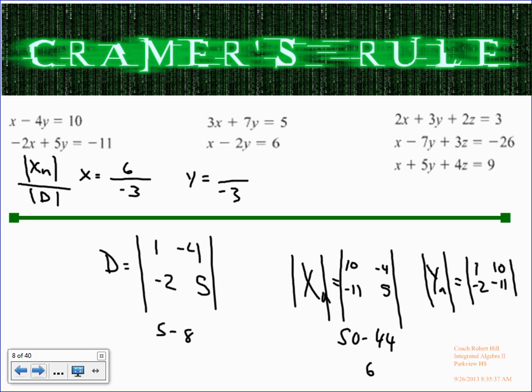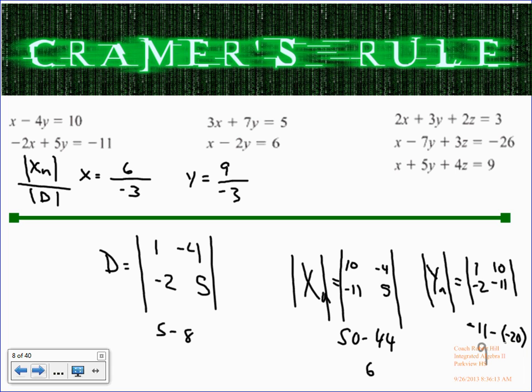Okay, so the Y matrix is negative 22 minus, negative 11, cross multiply, minus negative 20, and negative 11 minus negative 20, positive 9. That positive 9 becomes the numerator for Y. So I put a 9 right there.